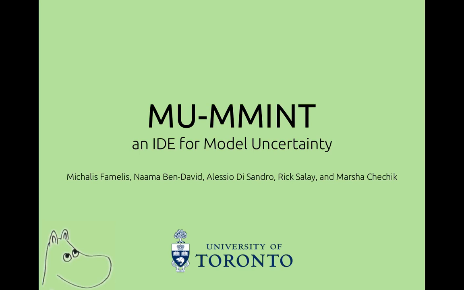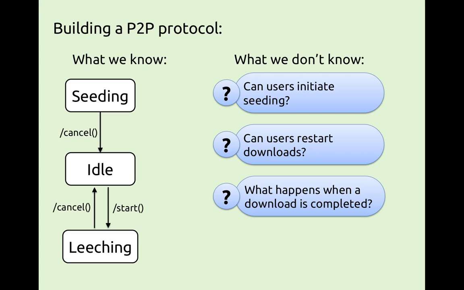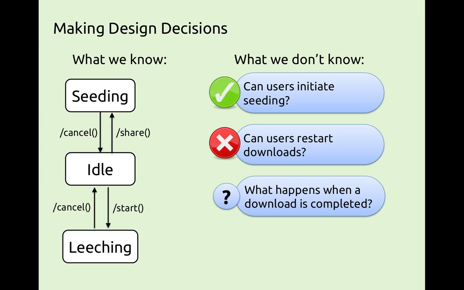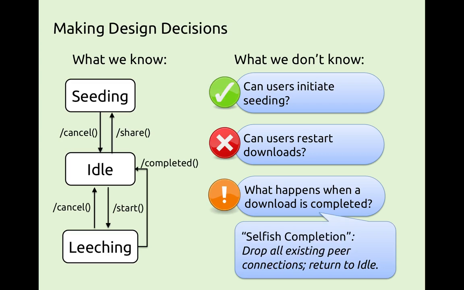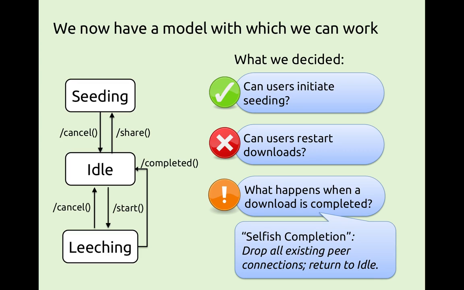This demo shows MU-MMINT, an interactive tool for managing models with uncertainty. Imagine we are developers designing a peer-to-peer protocol, and we are uncertain about it. We have to make some design decisions. For example, we decide about the behavior when initiating seeding, restarting downloads, and completing downloads. Once we do it, we have a model we can work with.